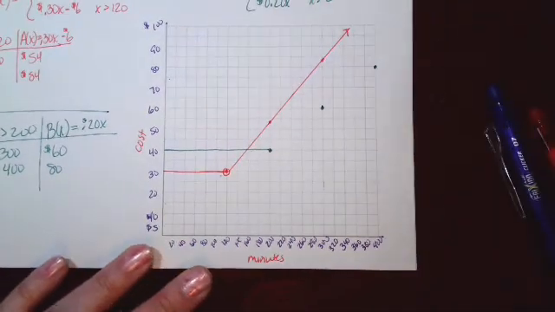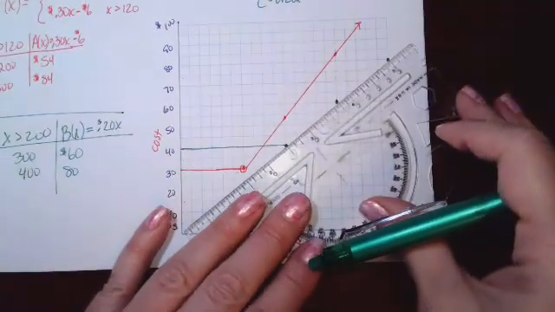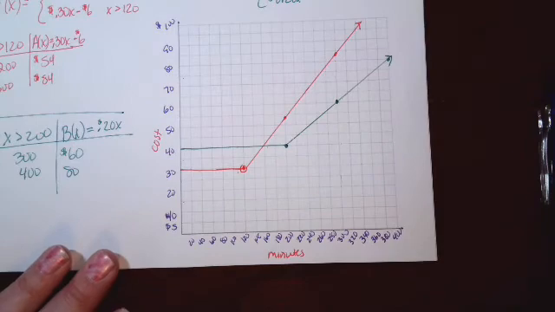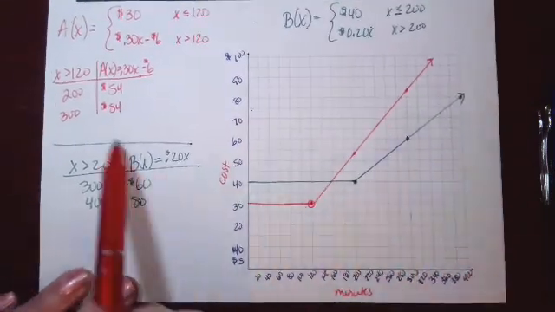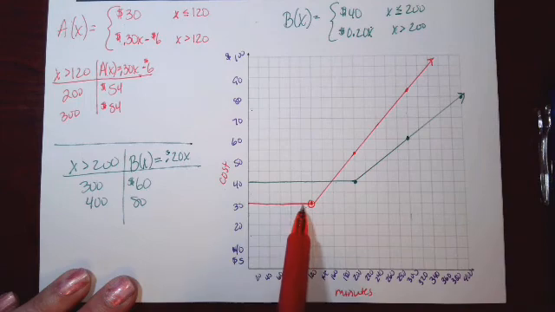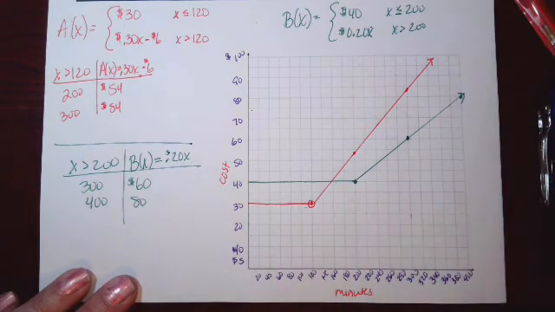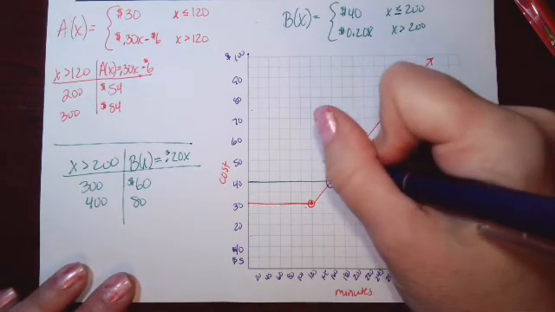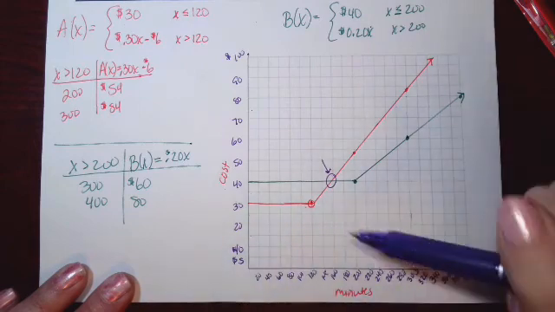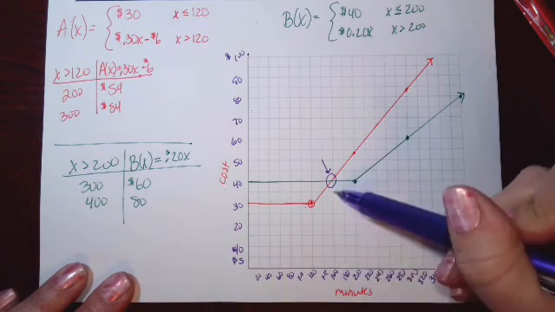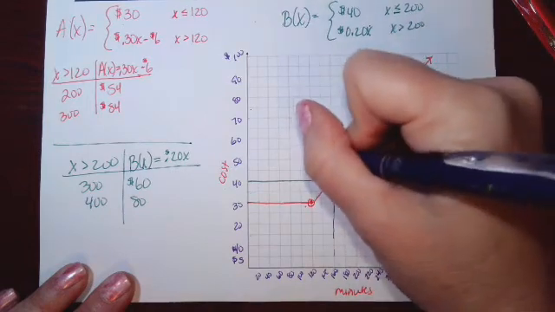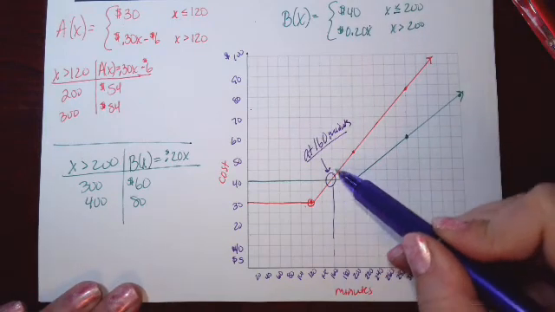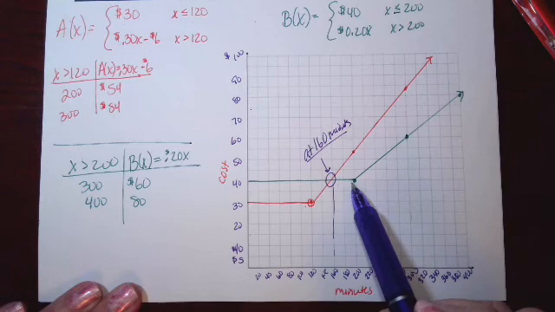Ah, now look at that. So when I compare the two plans, Plan A starts out as a better deal. It starts out cheaper. But when we get to this point right here, they switch. Plan A is cheaper until we get to 160 minutes. At 160 minutes, after that point, Plan A is more expensive and Plan B is cheaper.